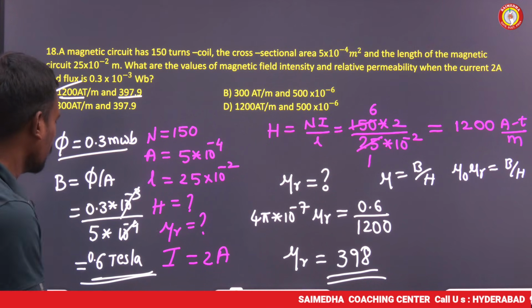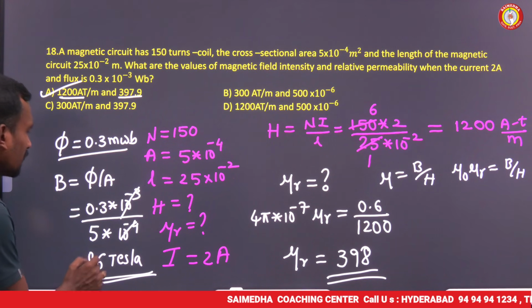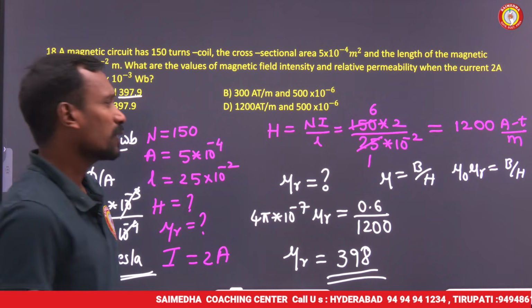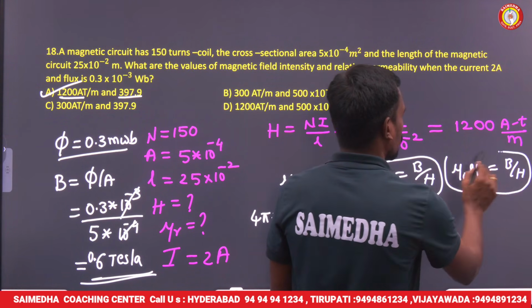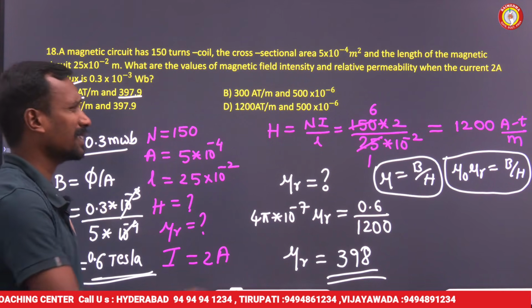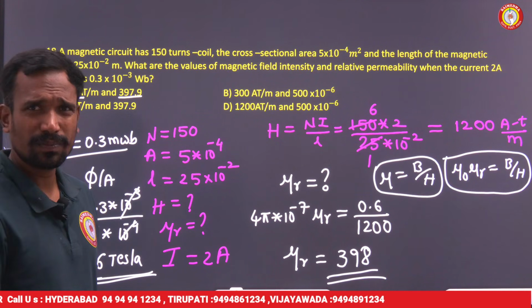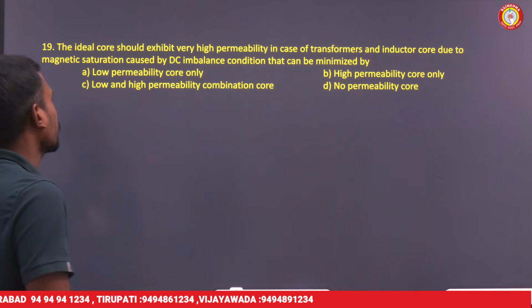Okay, sir? Here is a small mistake. This is not 6, sir. This is 0.6. So you have to remember that mu is equal to B by H. It is a very basic formula. Based on that they asked this question. Let's go for the next question.